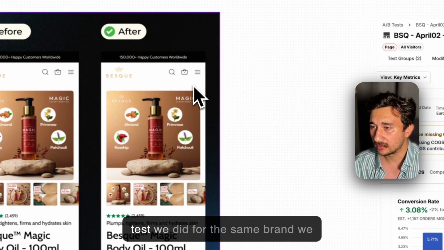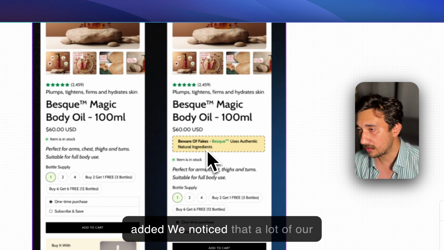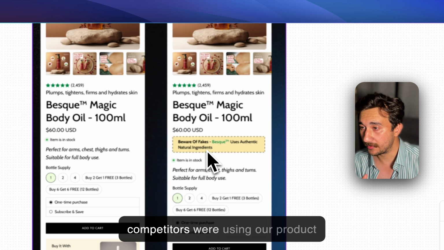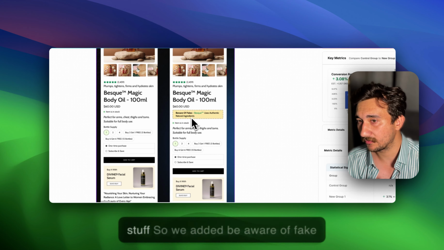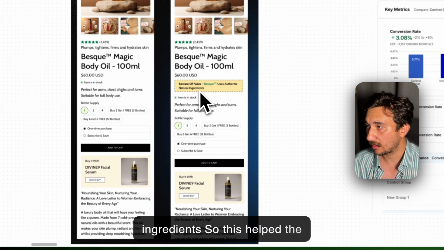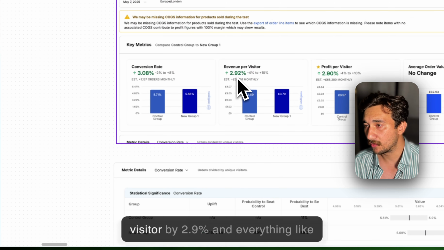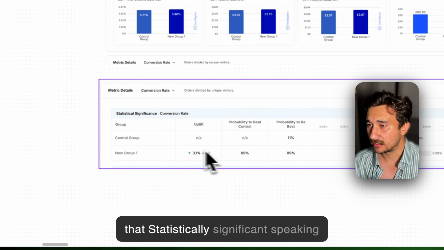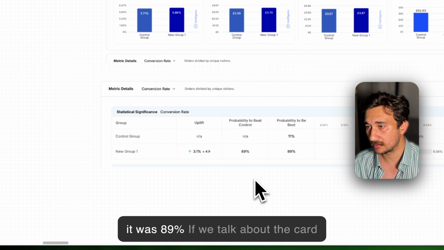If we talk about another test we did for the same brand, we noticed that a lot of our competitors were using our product and stealing a lot of the stuff. So we added "Be aware of fakes, use authentic natural ingredients." This helped the conversion rate by 3% and revenue per visitor by 2.9%. It was 89% statistically significant.